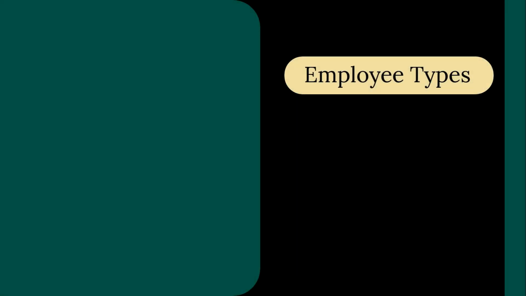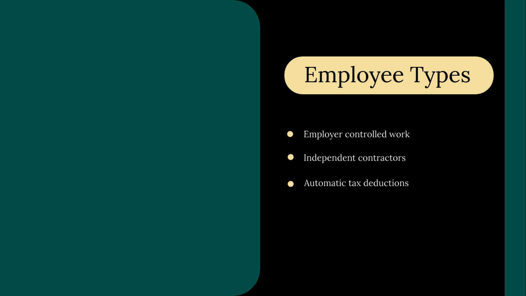Employees work under employer control with statutory rights. Contractors operate independently, relying on contracts. Employees have taxes deducted automatically. Contractors file self-assessed taxes and manage expenses. The choice affects job security, benefits, and work flexibility.